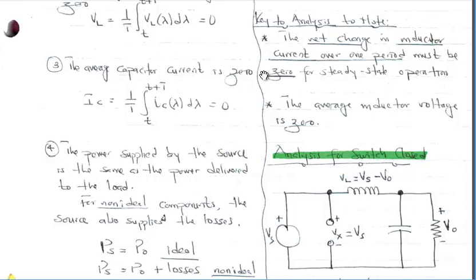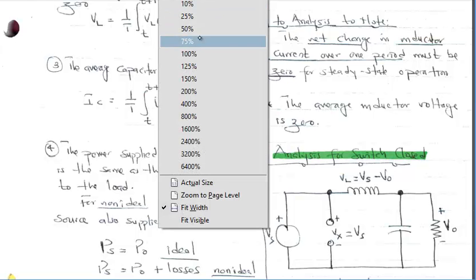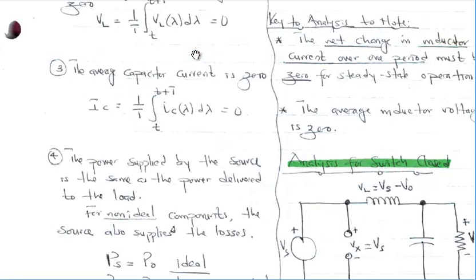The first one, the net change in inductor current over one complete period must be 0 for steady state operation. So we said we are operating in steady state. So since we are operating in steady state, it means that the net change in inductor current when the switch closes and then when the switch opens, that net change should be 0. If that net change is not 0, it means that the inductor current is going to keep increasing after every period or keep decreasing depending on the direction in which it's moving. So the net change has to be 0.